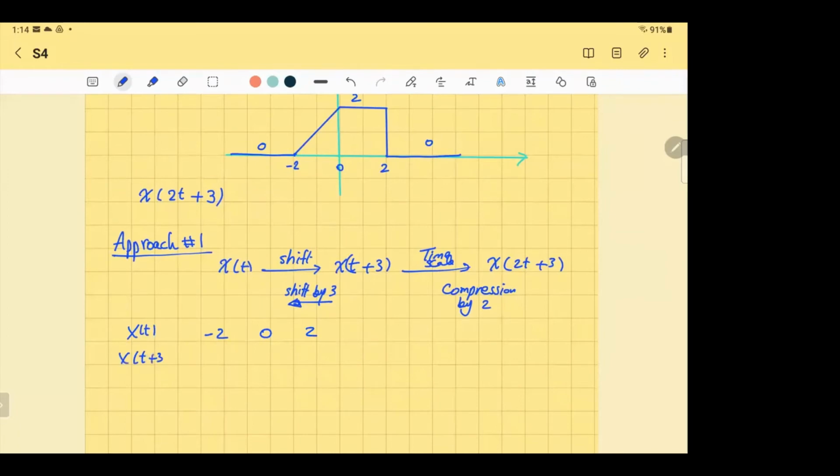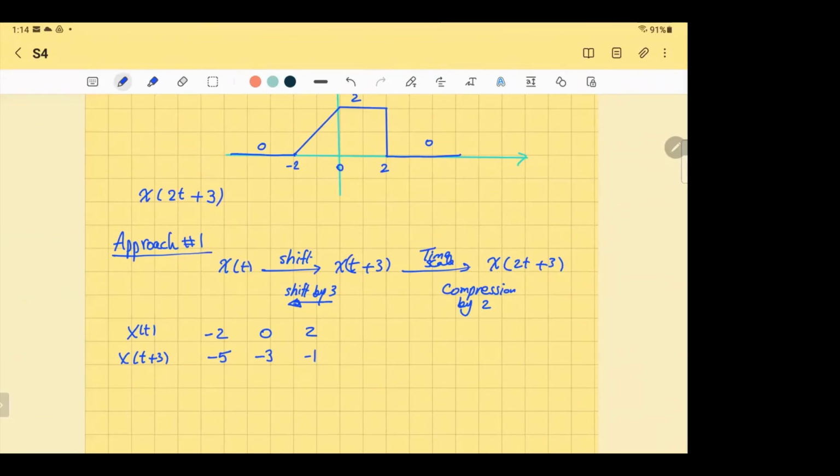So you do the shift. T plus 3 means you are going to move everything to the left by 3. It means you're adding -3 to everyone. So -2 and -3 will be equal to -5. 0 and -3 will be -3. 2 and -3 will be equal to -1. So that's the main idea. You always do the shift first before the compression.